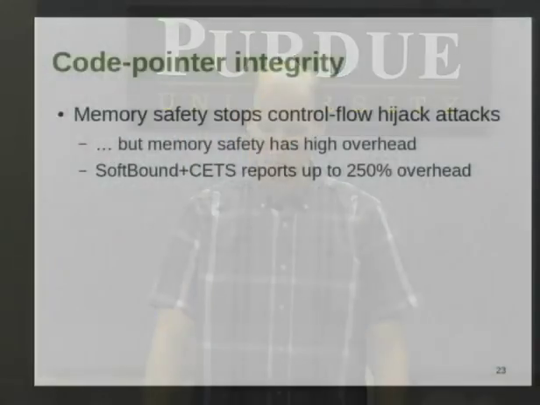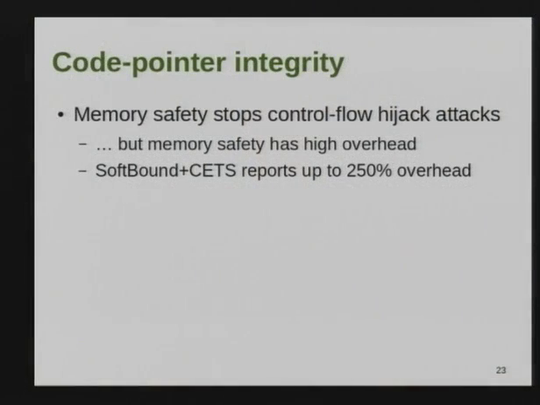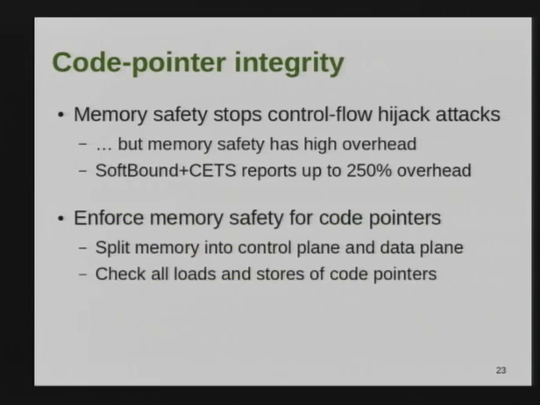So to give you the overview, memory safety would stop control flow hijack attacks, as we've seen in the model. So if we would enforce memory safety, we would get rid of all the security problems that we have. Unfortunately, memory safety has very high overhead. For example, SoftBound and CETS, which is a tool that implements memory safety on top of C or C++, reports roughly 250% overhead on average. And that's clearly not cutting it if we want to use it as a defense mechanism on current software.